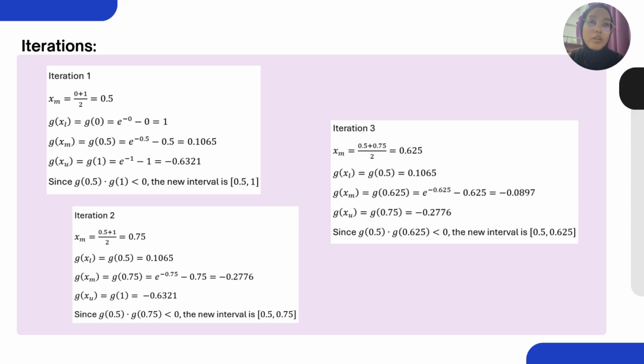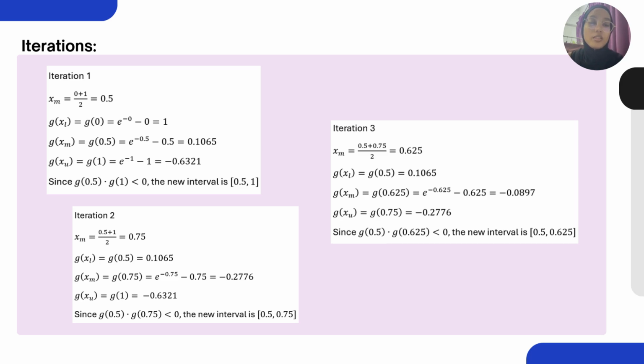The calculated midpoint of the interval [0, 1] is 0.5. After the function is evaluated at this midpoint, we obtain a positive value. Since g(0.5) and g(1) are opposite in sign, the new interval becomes [0.5, 1]. In iteration 2, the new calculated midpoint is 0.75. At this point, the function value is negative, so the sign change now occurs between g(0.5) and g(0.75). The interval is updated to [0.5, 0.75]. In iteration 3, the calculated midpoint is 0.625.